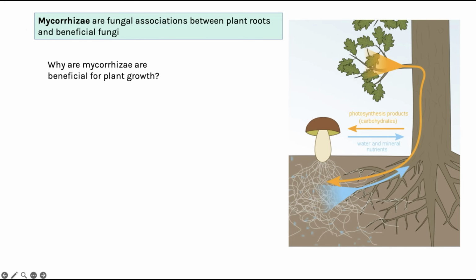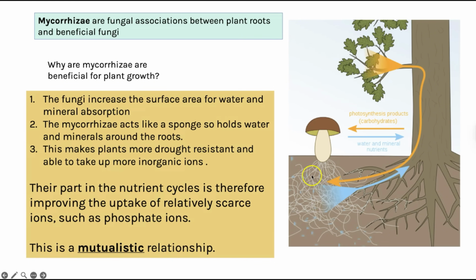Mycorrhizae are the fungal associations that you get between plant roots and beneficial fungus. And this is going to be useful because the fungi has these hyphae which can branch through the soil and increase surface area for water and mineral absorption. The mycorrhizae also act a bit like a sponge. They can really absorb and retain water. So that makes it quite drought resistant because that water and minerals is going to be shared with the fungus and the plant.